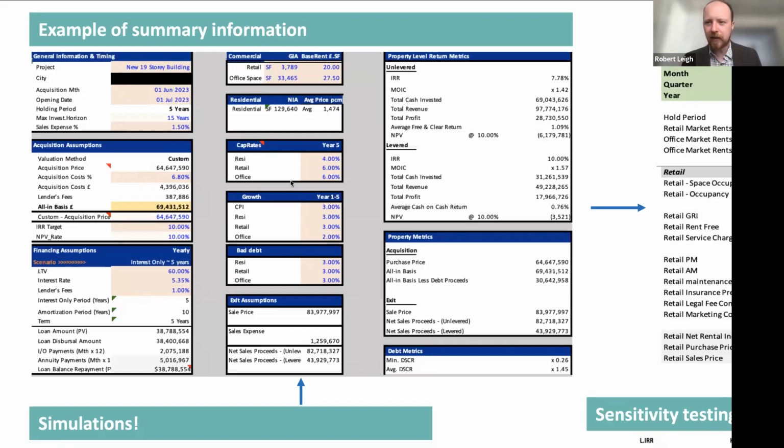Now, if you've assumed any of them, I'd be making some notes and telling the reviewer why you've assumed a lower cap rate for residential compared to retail. That's the type of thing that shows that you've thought about it and you understand what you're doing.